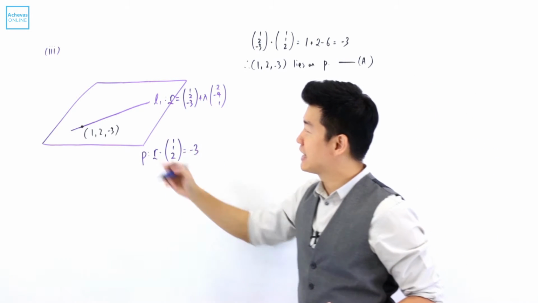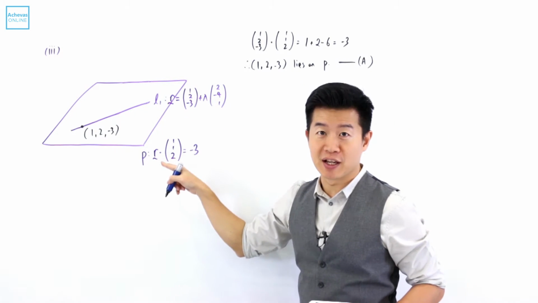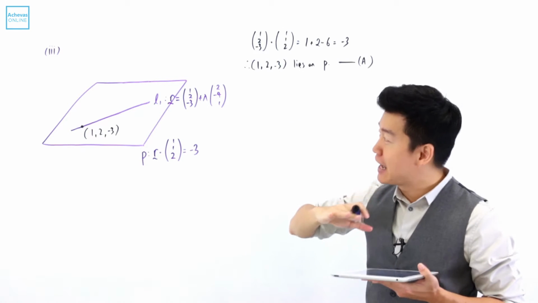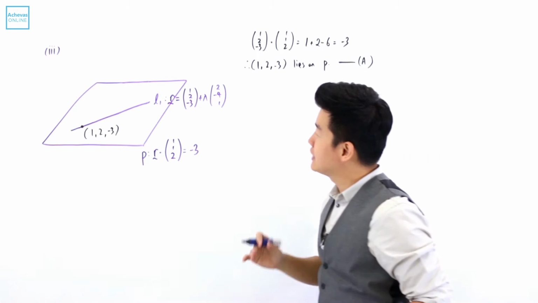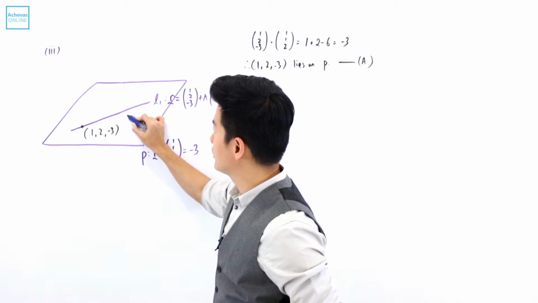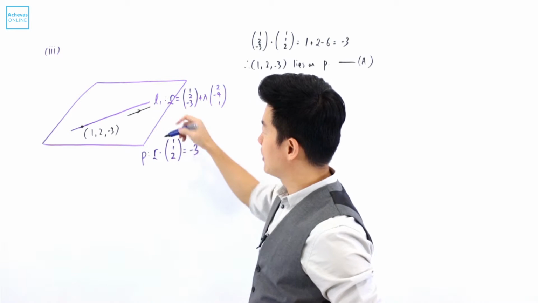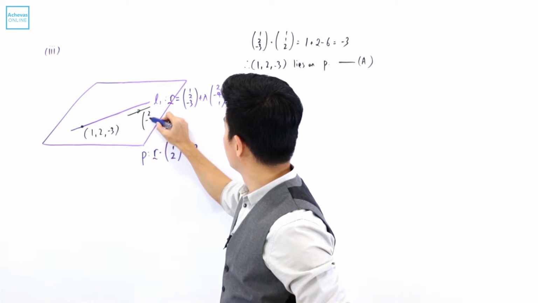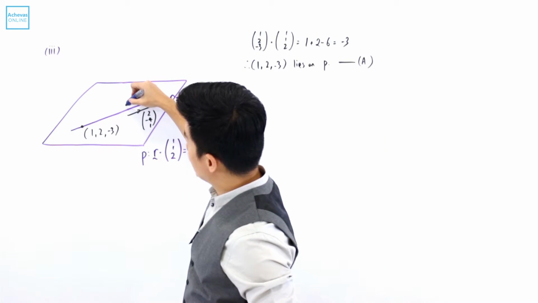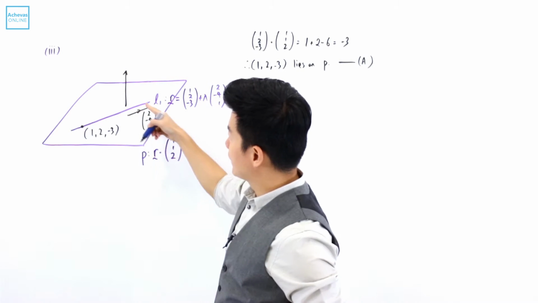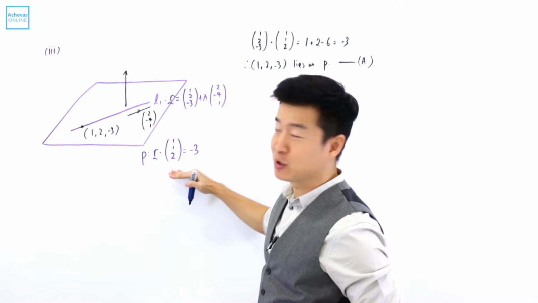Next, I'm going to check whether this line L1 is parallel to P, because if there's a point on L1 that is also lying on P, and yet at the same time this line L1 is parallel to P, that means L1 has to lie on the plane P. To check this second criterion, I'm going to take the direction of L1, which can be obtained from here because this is a vector that is parallel to L1. So I will take (2, -4, 1) and compare it to the normal vector of P. If I can check and realize that this vector and the normal vector to P are perpendicular to each other, that means L1 must be parallel to P.